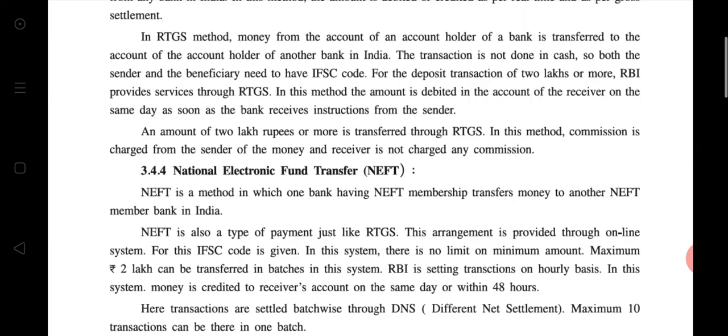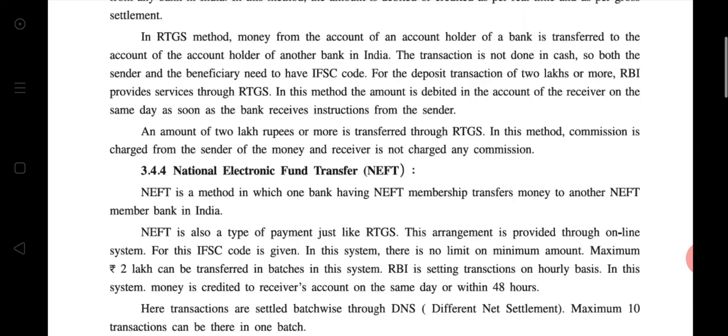For a deposit transaction of 2 lakhs or more, RBI provides the service through RTGS. If the transaction amount is 2 lakh or more, then RTGS is used. In this method, the amount is credited to the account of the receiver the same day, as soon as the instruction is received from the sender. So 2 lakh rupees or more is transferred through RTGS.